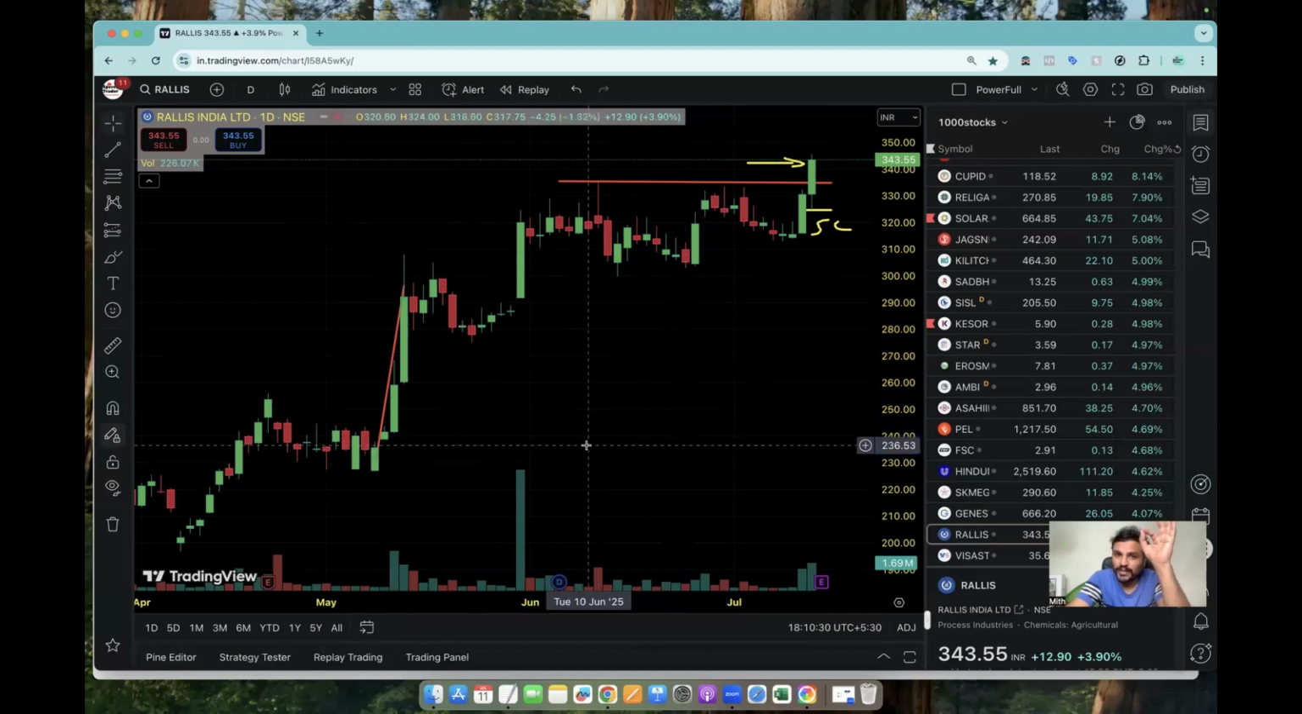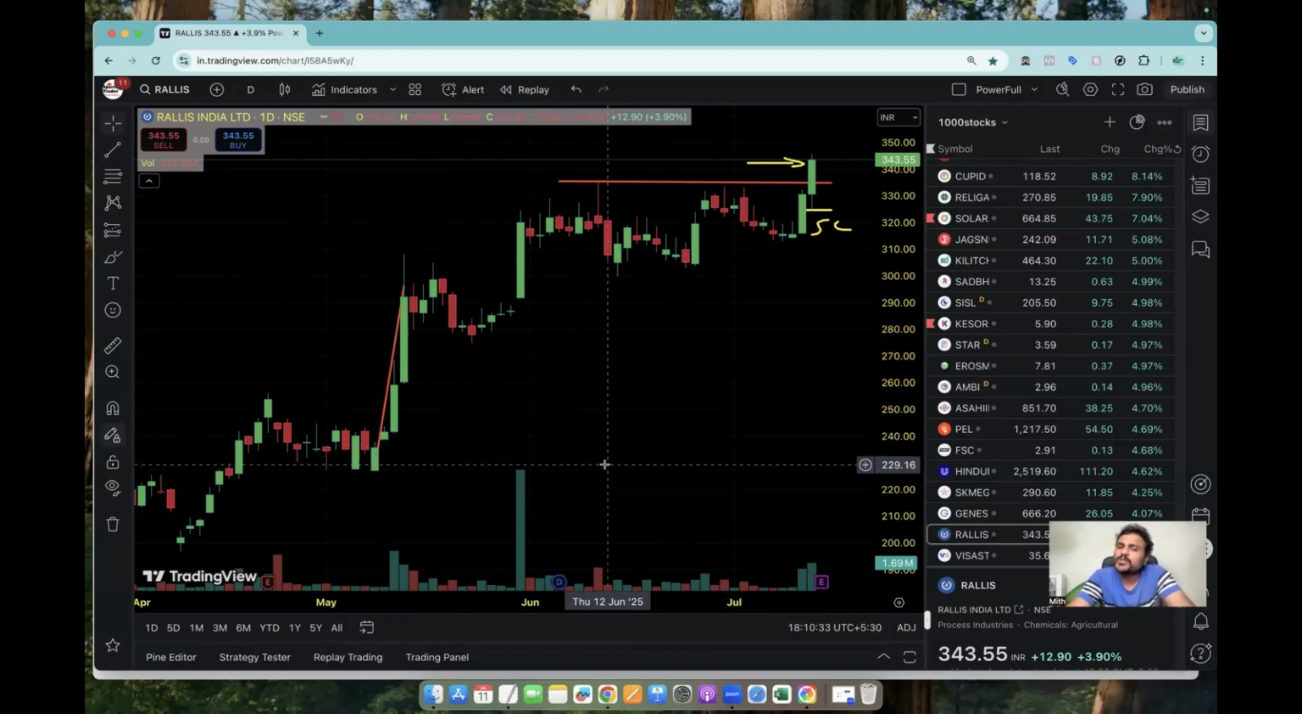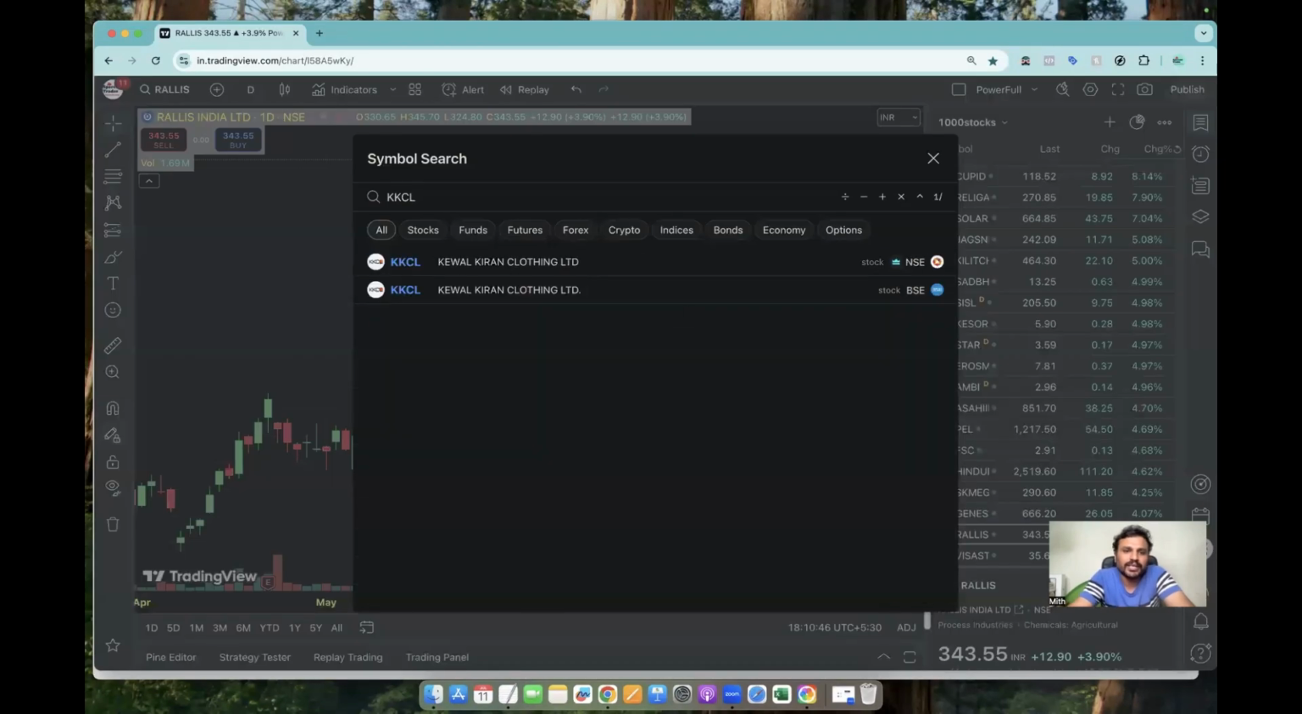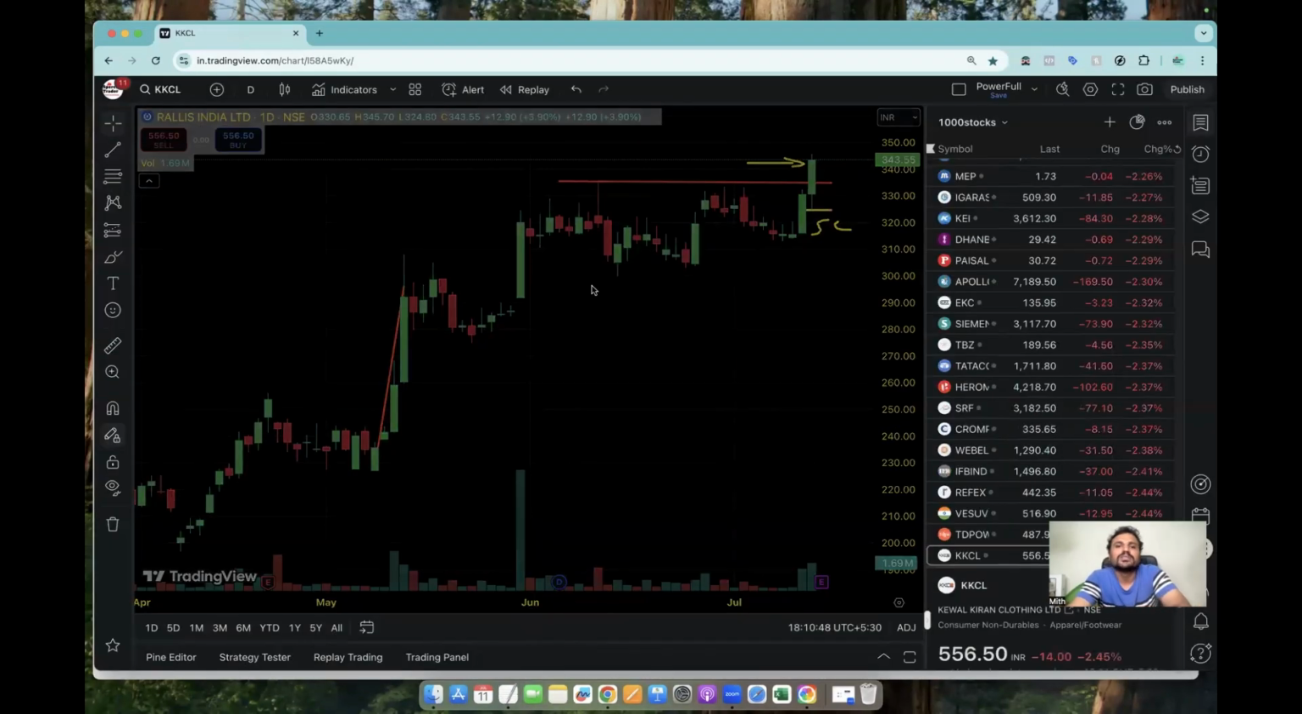Okay, hope everybody understood. This is a very simple setup. In order to see this, it is not going to come exactly as I showed you right now. It is one stock, but it will appear in very different forms. I'll show you today. For example, I will go for KKCL. Let me take the KKCL stock.